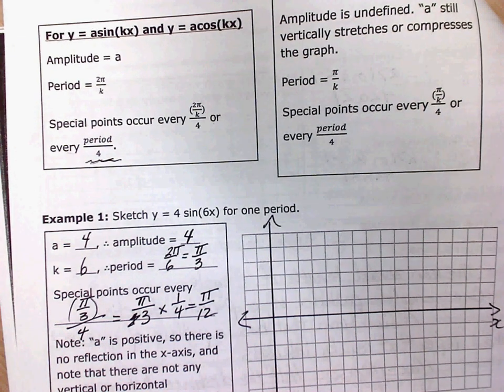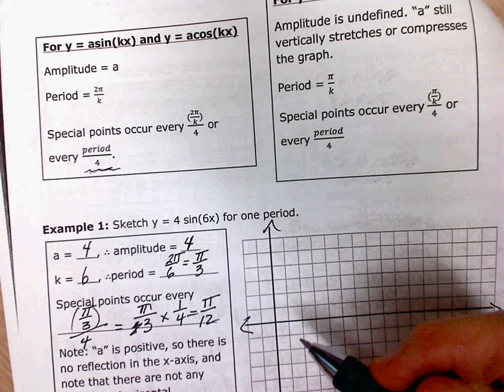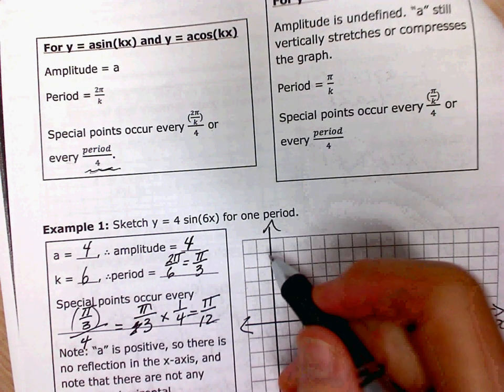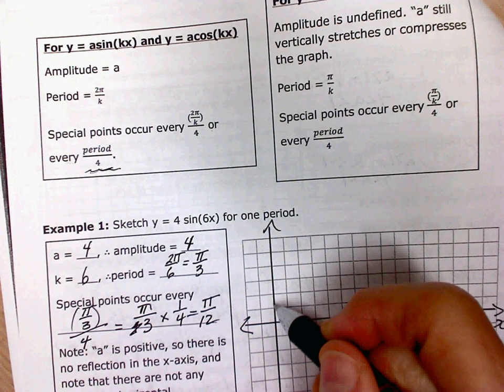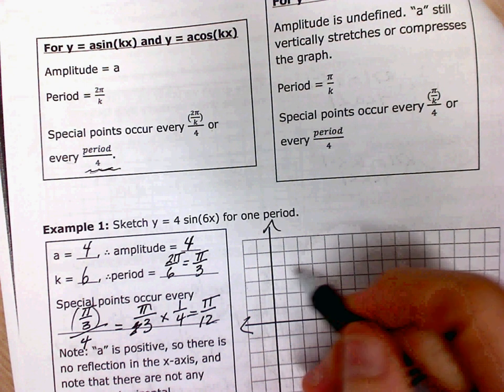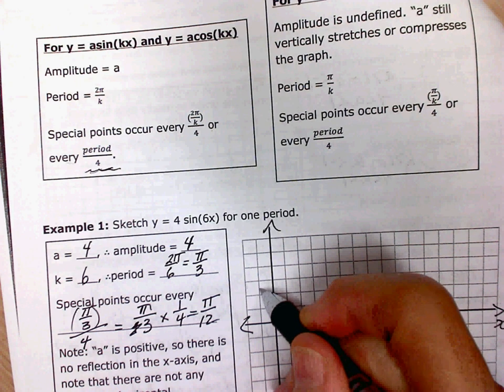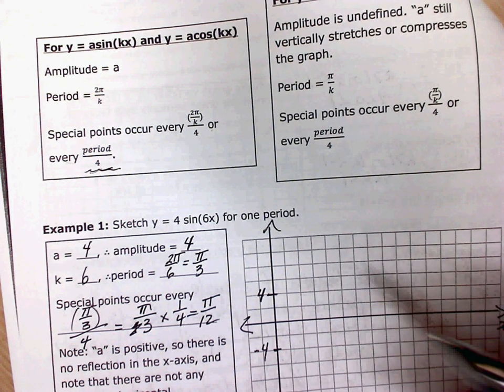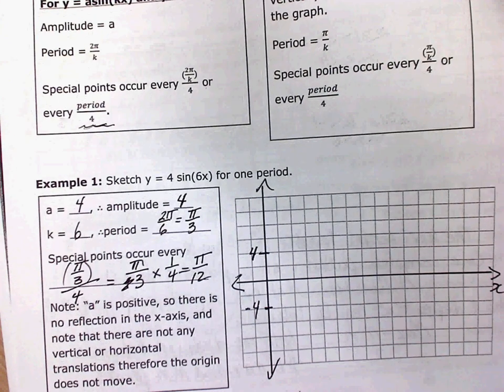So there's a vertical stretch here by a factor of 4. So instead of going up to 1, it's going to go up to 4. We can just call that 4. We'll call this negative 4, because instead of going up to 1, it's going to go up to 4.